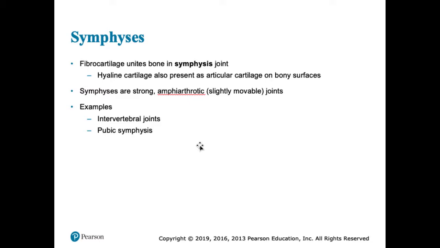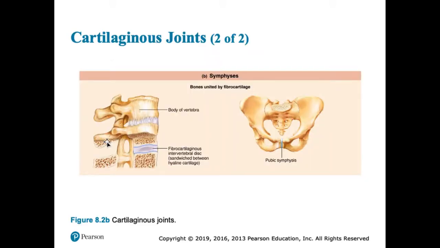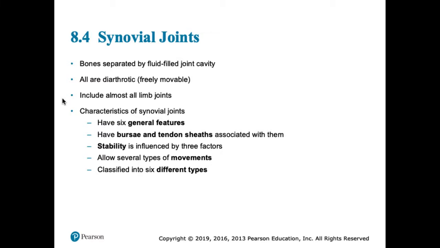The symphyses basically, fibrocartilage unites the bones in these types of joints. Hyaline cartilage is also present as the articular cartilage on bony surfaces. They're slightly movable. Examples are intervertebral joints and the pubic symphysis. And so you see this pubic symphysis, that cartilage there, and then of course these fibrocartilaginous discs in between, with the hyaline cartilage.